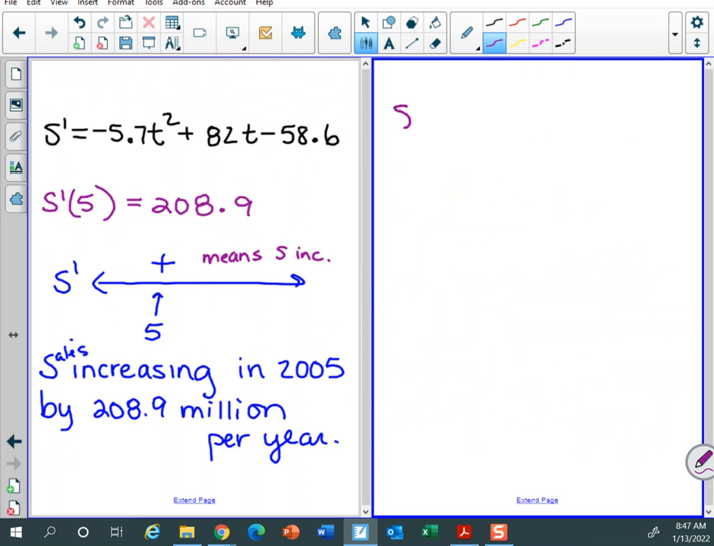Okay. Let's talk about S double prime of 5 now. Find that value for me, and then we'll talk about what it means.